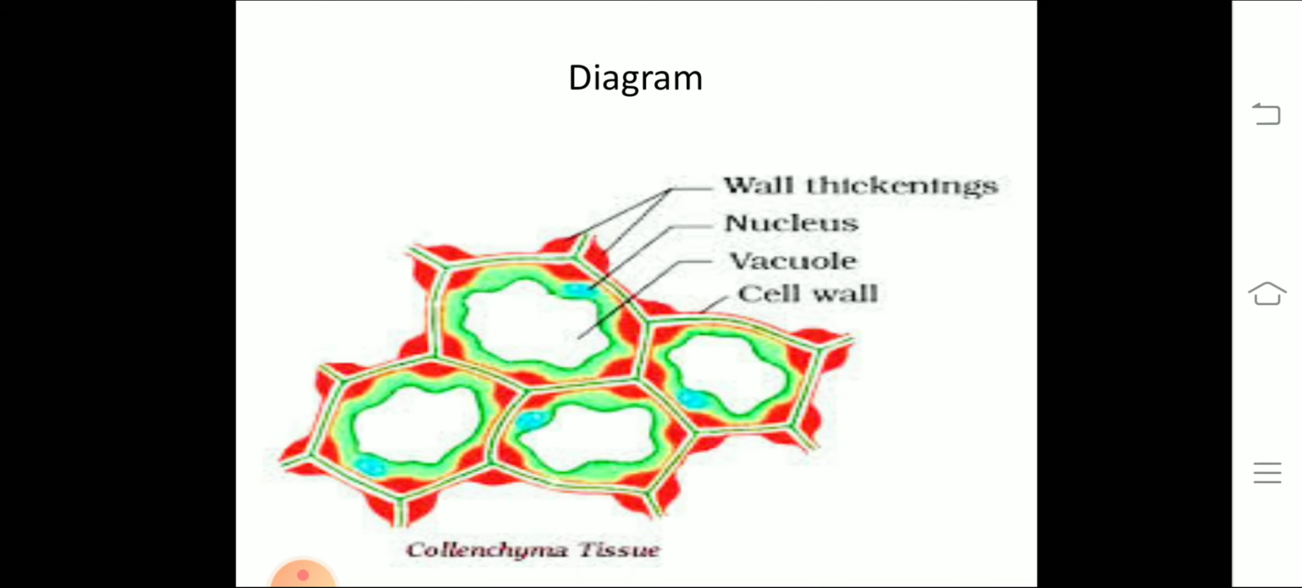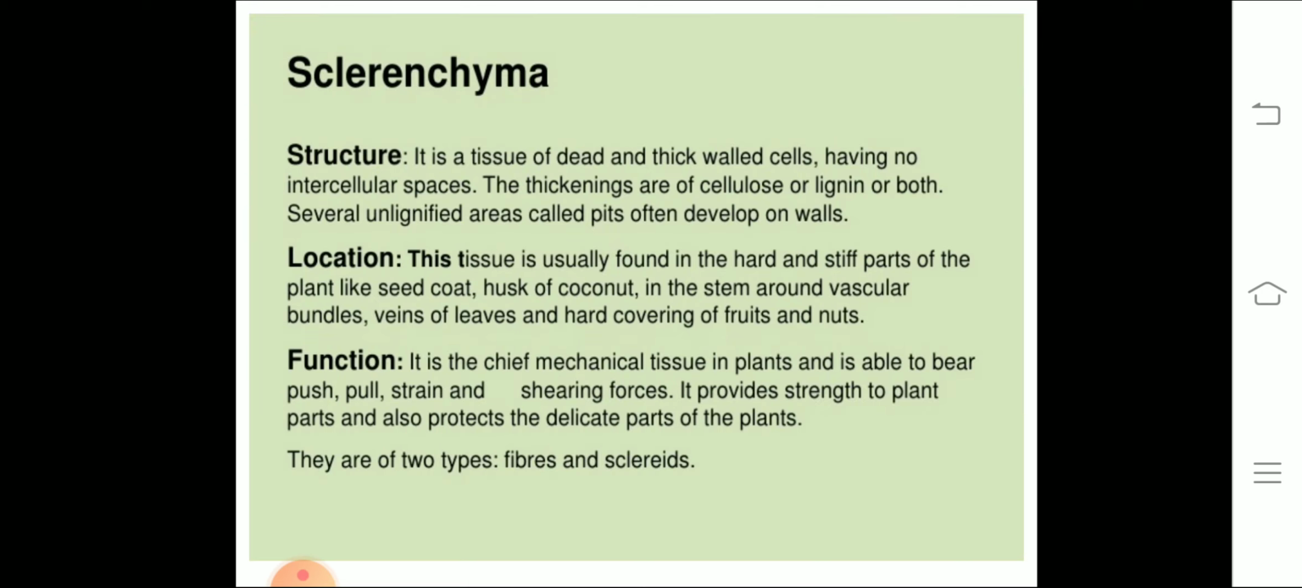So this is the diagram of collenchyma. You can see there is irregular thickening of the cell walls. Cell walls are not thickened everywhere. At some places only they are thickened. So that is called irregular thickening.